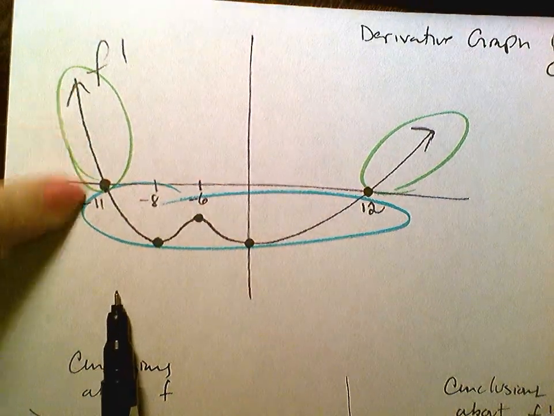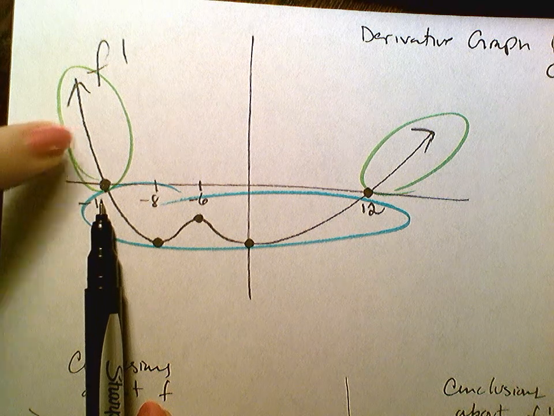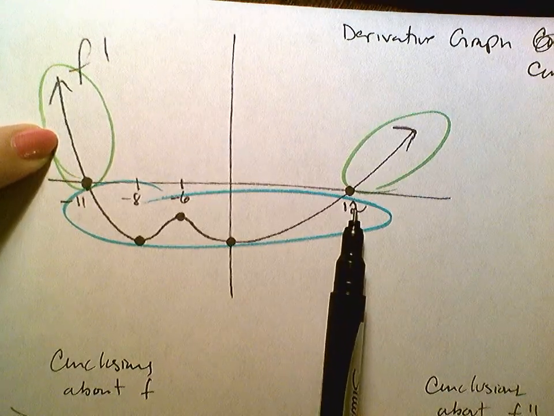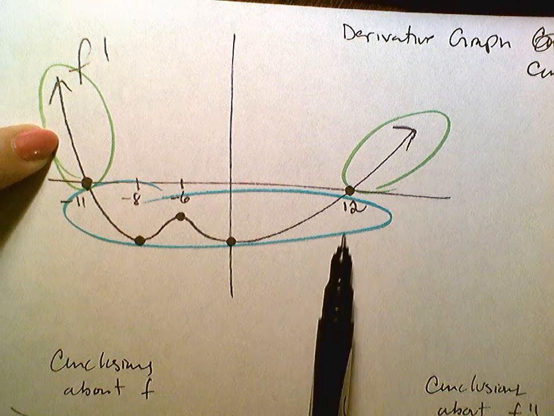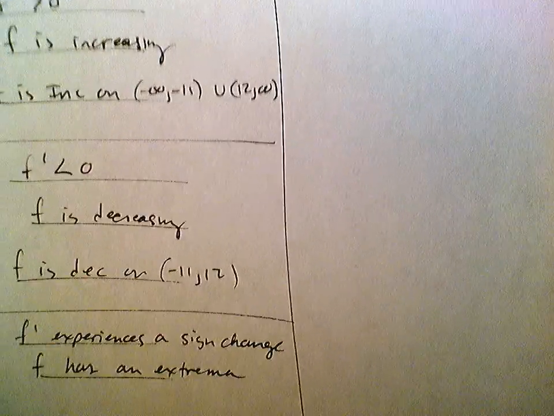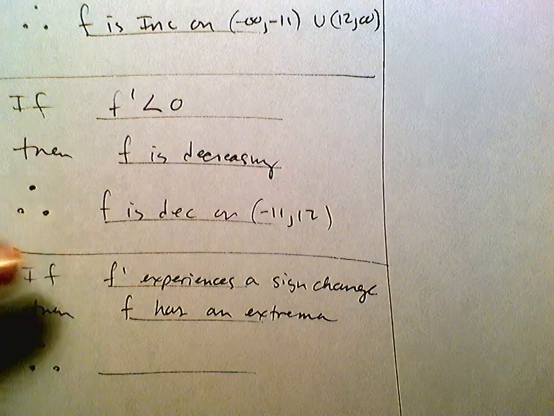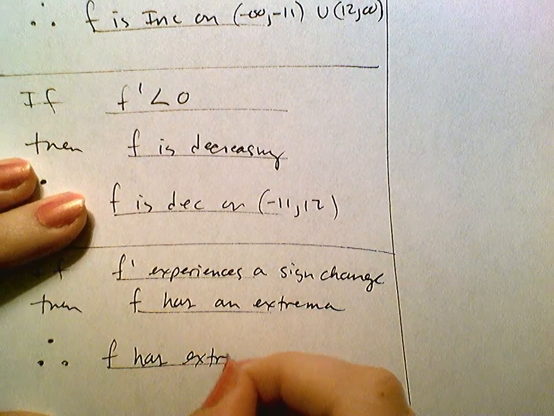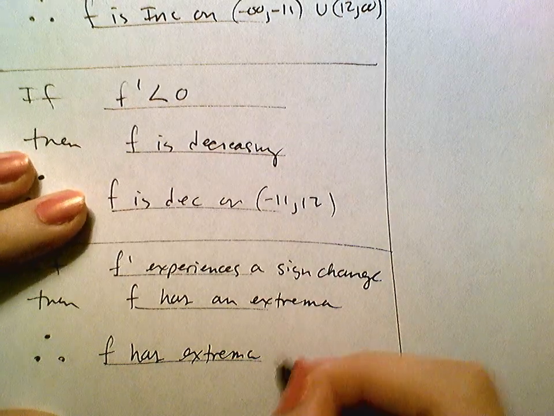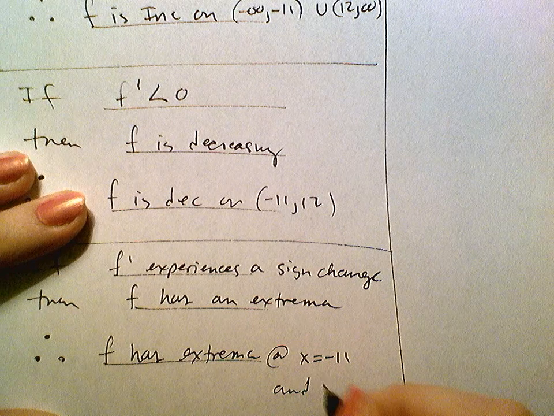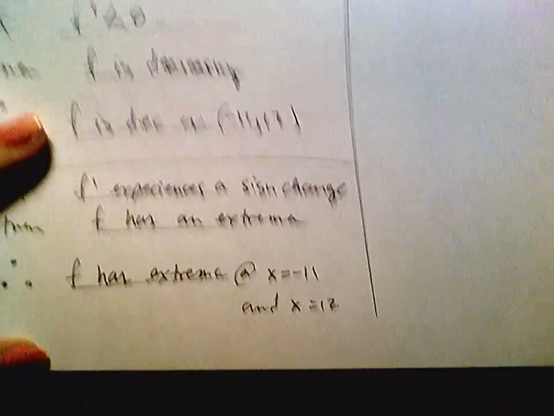At negative 11, f prime changes from positive to negative, and at 12, f prime changes from negative to positive. So we've got sign changes at negative 11 and 12. Sign changes on f prime, which imply extremas on f. Therefore, f has extrema at x equals negative 11 and x equals 12.